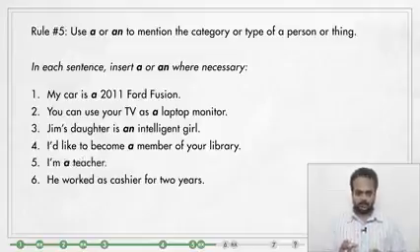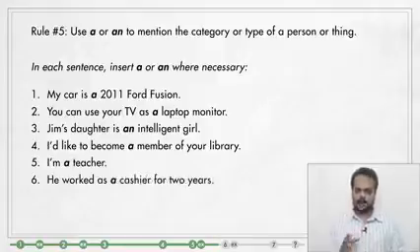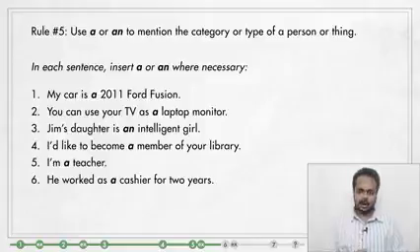A person's profession says what category they belong to or what type of person they are. So you need to have a or an before the profession. Similarly, he worked as a cashier for 2 years. So to mention a type or category, use a or an.